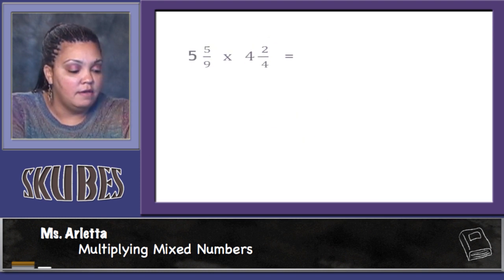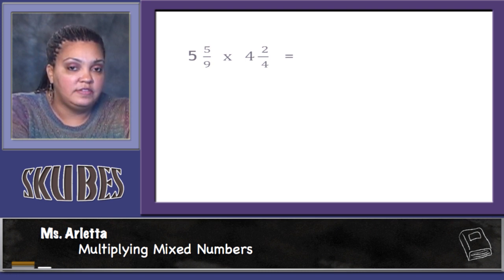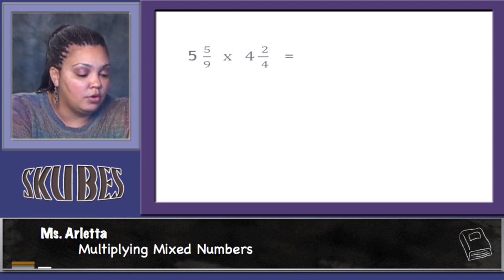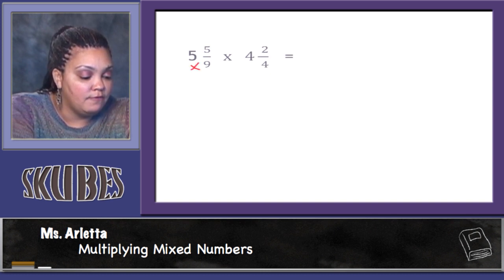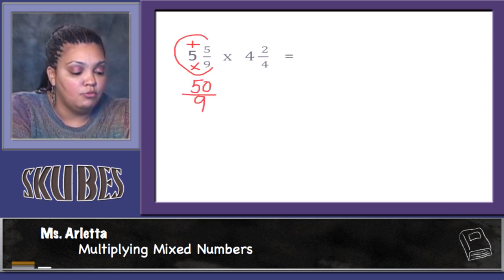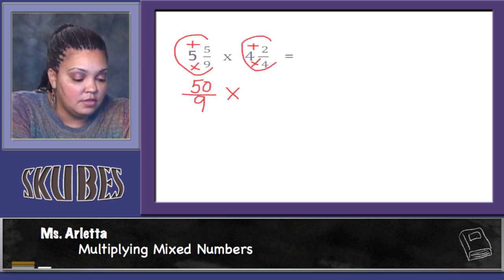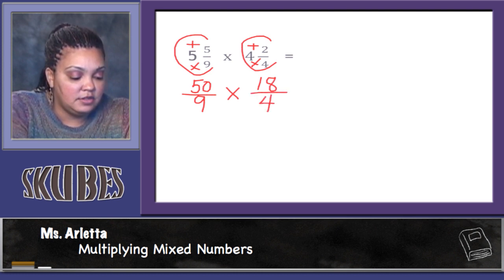Let's try another one. 5 and 5/9 times 4 and 2/4. Once again, we need to do the roundabout method first. 9 times 5 is 45, and 45 plus the 5 gives us 50. 50 over 9. Remember, the denominator stays the same. 4 times 4 is 16, plus your 2 is 18. The denominator 4 stays the same, so 18 over 4.